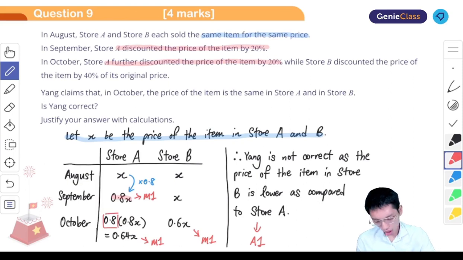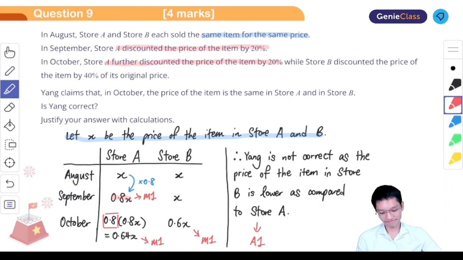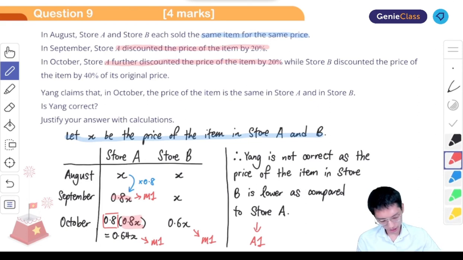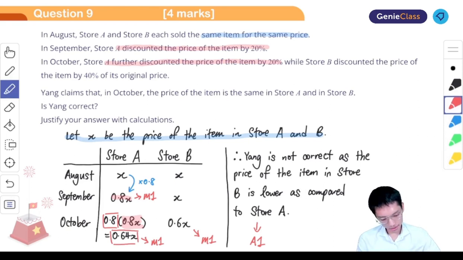80% of this 80% over here. So be very, very careful over here. And this actually gives you 0.64x. Okay, so be very, very careful over here, guys. We are taking 0.8 times 0.8, which then gives you a different answer from when we are taking straight away 40%.